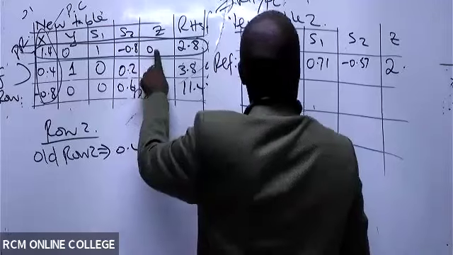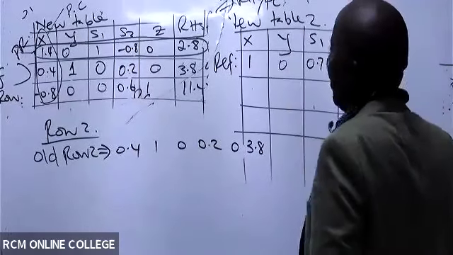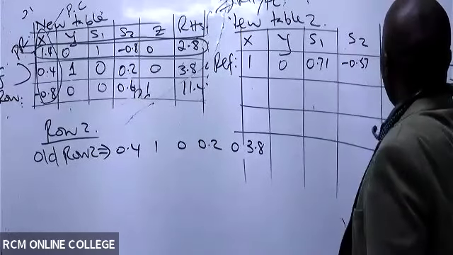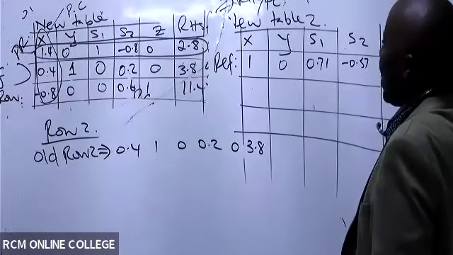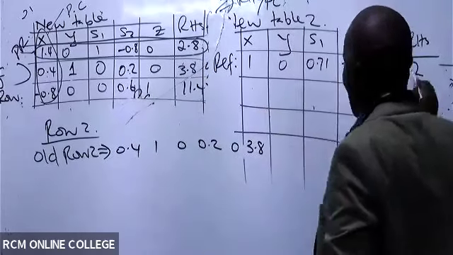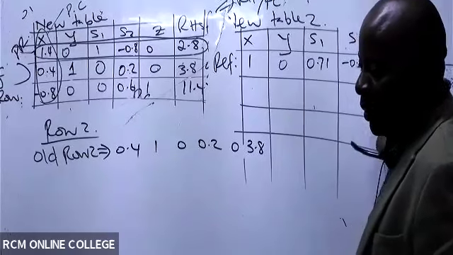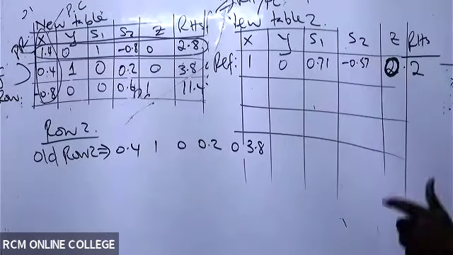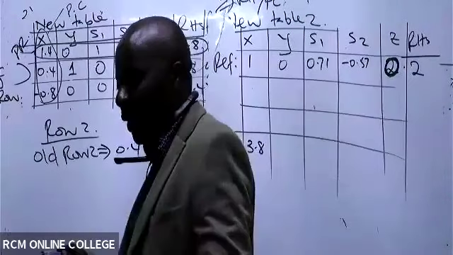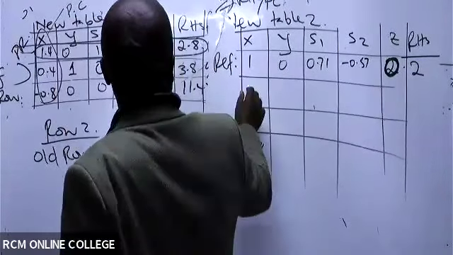And then Z will be 0. And then we have here right-hand side. Right-hand side will be 2.8 divided by 1.4, which gives us 2. Is this okay now? Thank you so much. You guys are even becoming brighter than Mwalimu himself, which is really good. It's supposed to be like that. Now we want to get row 2.